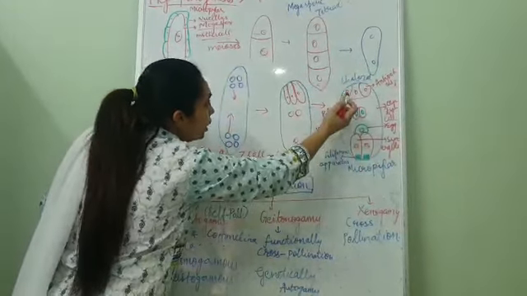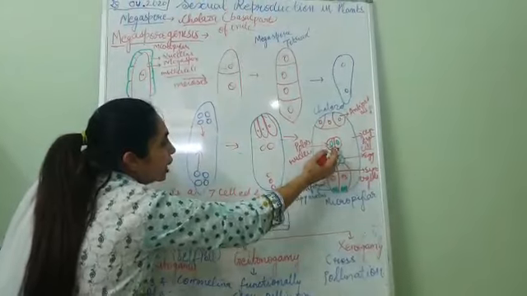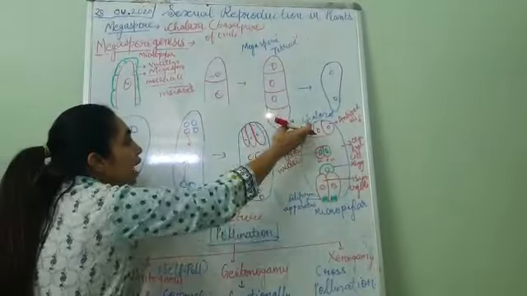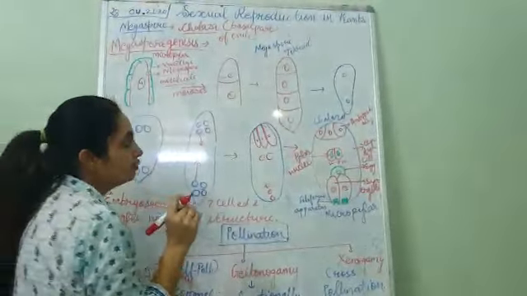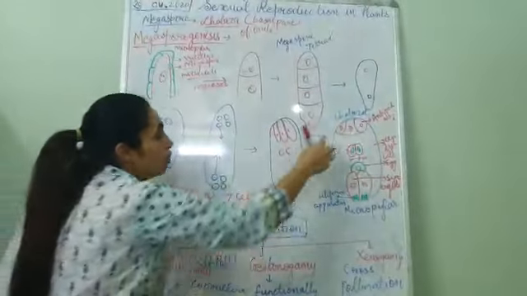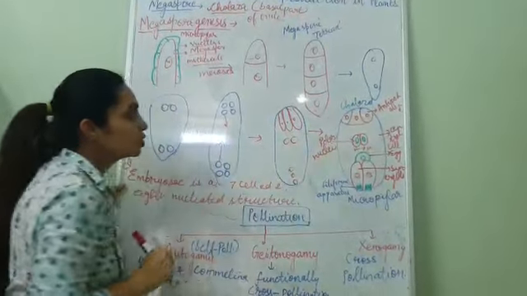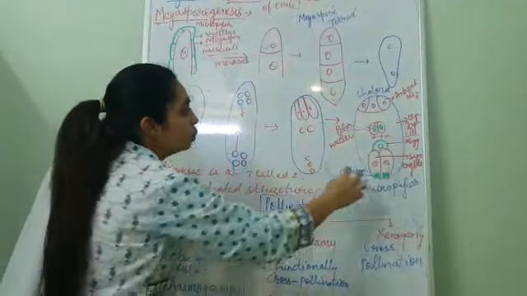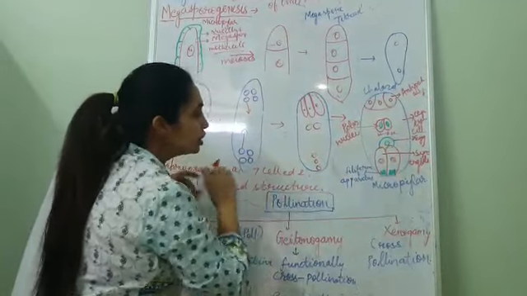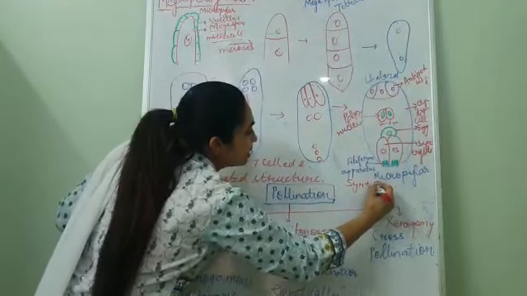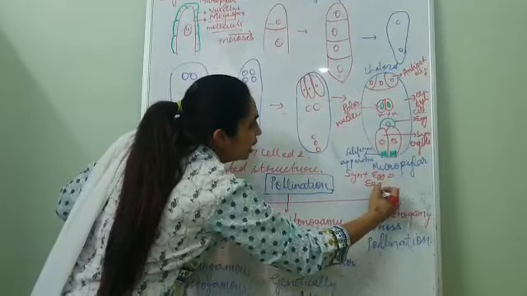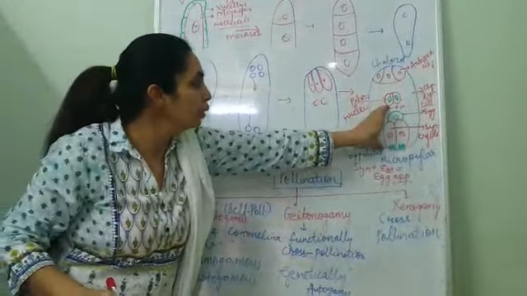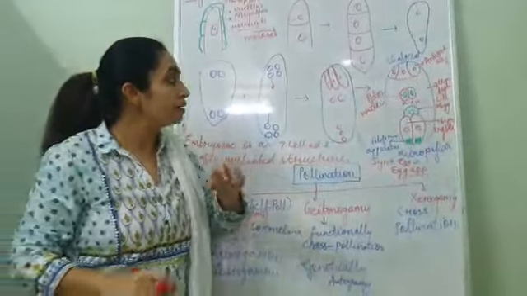Here, this is the polar nuclei. It contains 2 nuclei, N plus N. At the chalazal end, 3 antipodal cells are formed, with a membrane dividing them. So there are actually 3 cells here and 3 cells at the other end: 2 synergids and 1 egg cell. Synergids plus egg cell, this whole unit is known as the egg apparatus.